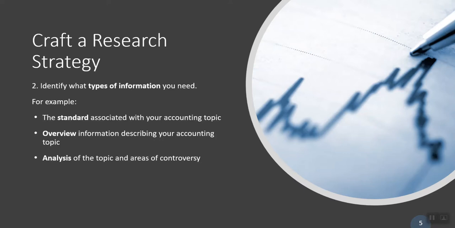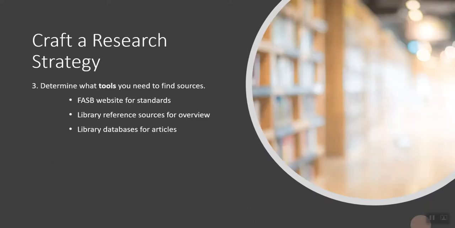So the second step, after you've identified the information you need, is to figure out what types of information that would be. So you're probably going to want the standard associated with your accounting topic, and then probably some overview information so you can get a big picture about your topic, and then you'll move on to finding analysis after you have that big picture.